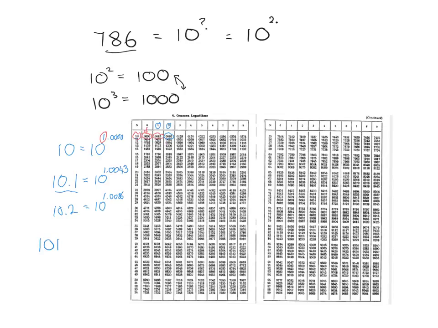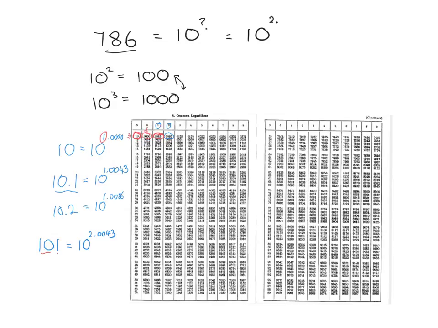Well, how about 101? What would 101 be? Well, the same thing. We'd still look at the first two digits of 100, which is 10, and then we'd be in this line here, 100. And the 1 means we go to the 1 digit. So we're still going to use these numbers 0.0043, but now we know that 100 is 10 to the power 2, so it's 10 to the 2.0043. And again, we should get 101.